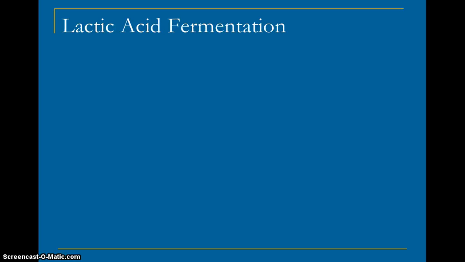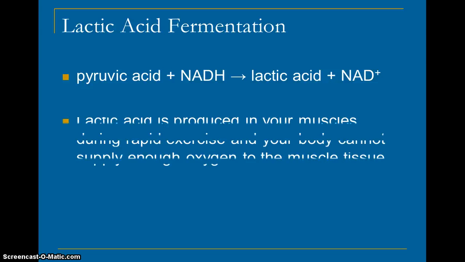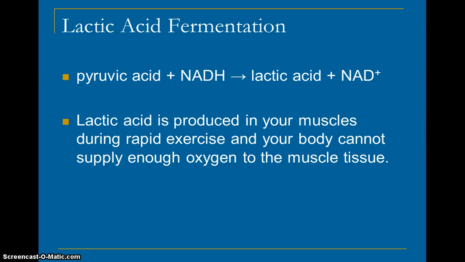Then lactic acid fermentation, this happens in your muscles. This is when pyruvic acid plus NADH produces lactic acid and NAD+. Again, that NAD+ is recycled back through for glycolysis. Lactic acid is produced in your muscles during rapid exercise when your body cannot supply enough oxygen to your muscle tissues. So when you start to get sore or get muscle cramps, okay, that's when there's too much lactic acid produced because your body does not have enough oxygen.